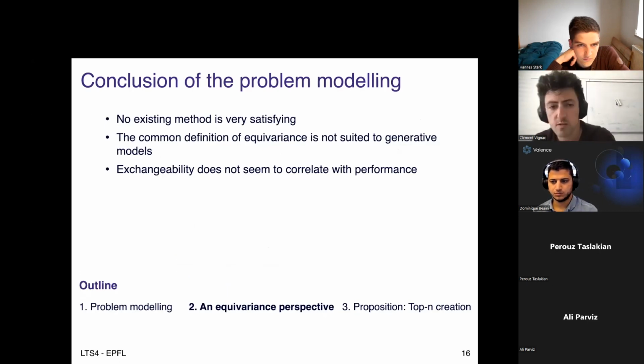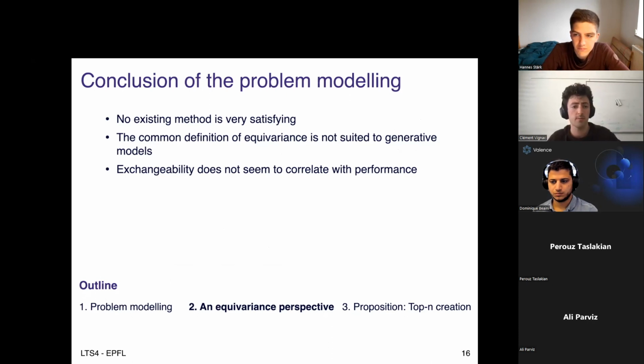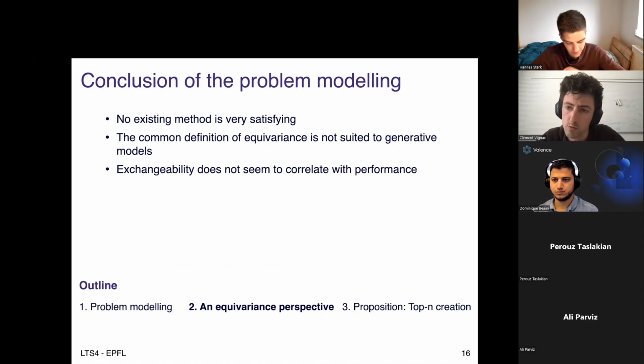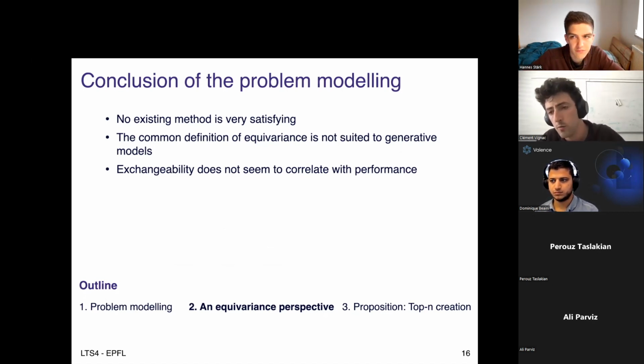So what we've seen is that so far no method is very satisfying, because the methods that work well don't have the right theoretical properties and vice versa. That's the standard definition of equivariance that we use all the time. It's not suited to generative tasks. And in particular, this exchangeability notion doesn't seem to correlate with performance, which is not a good sign. So what I propose is to try to have another view of permutation equivariance and equivariance in general, and to propose a new definition that is more suited to generative tasks.